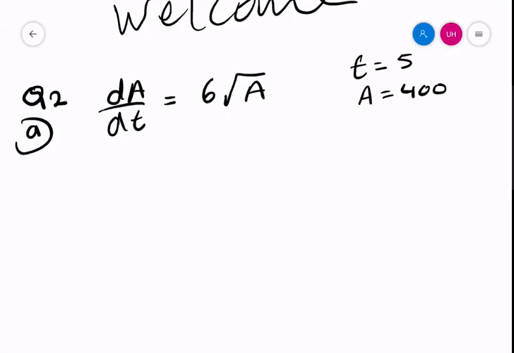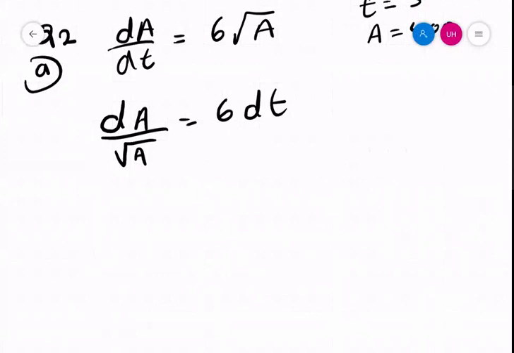So what we do here, first of all, we need to separate. Remember, we need to separate the A and the t's. So I have dA on the left. I will bring the root A to the left, and multiply both sides by dt. So I will have dA over root A equals 6 dt. Root A means A to the power 1/2. Therefore 1 over root A is A to the power minus 1/2.